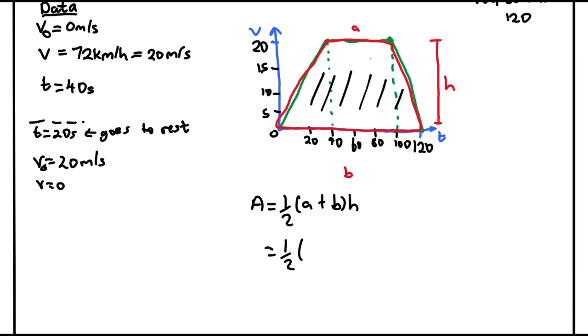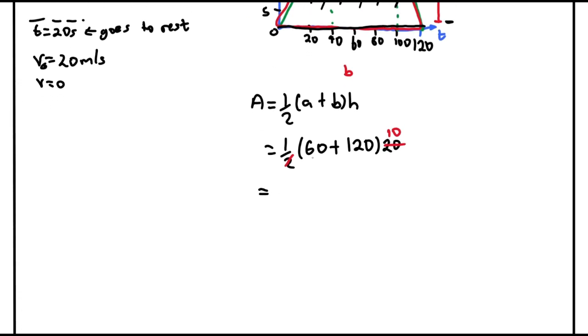So this will be half our a. a is from 40 up to 100, so that's 60. Then our b is this side, which is 120. Our h is from 0 up to 20. Simplifying this, the 2 here can cancel with 20, leaving us with 10. Making this 60 plus 120, 180 multiplied by 10, giving us 1,800 as our area.